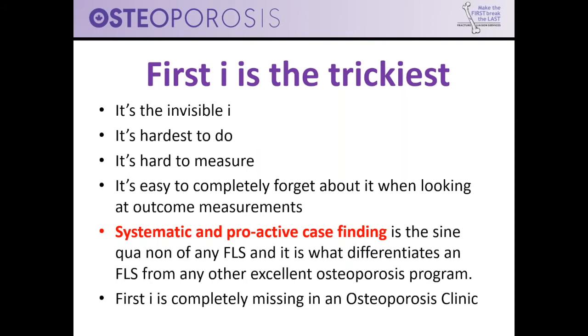So the first I being the trickiest, I gave you the example, and I hope you could see that it's so easy to think that your model is so effective, but yet you've missed the boat completely on the first I. I always call it the invisible I. You don't think you need it, but you do. It's the hardest one to measure, and it's easy to completely forget. And the first I is the one thing that really differentiates FLS from any other osteoporosis program, such as an osteoporosis clinic, for example. So it is important that it be measured.